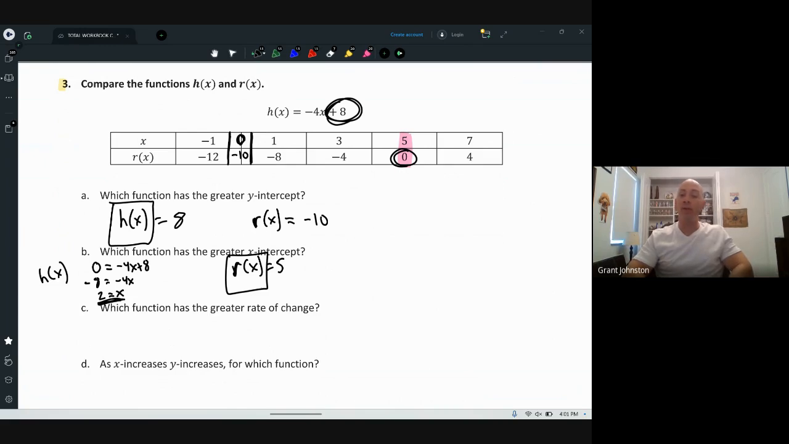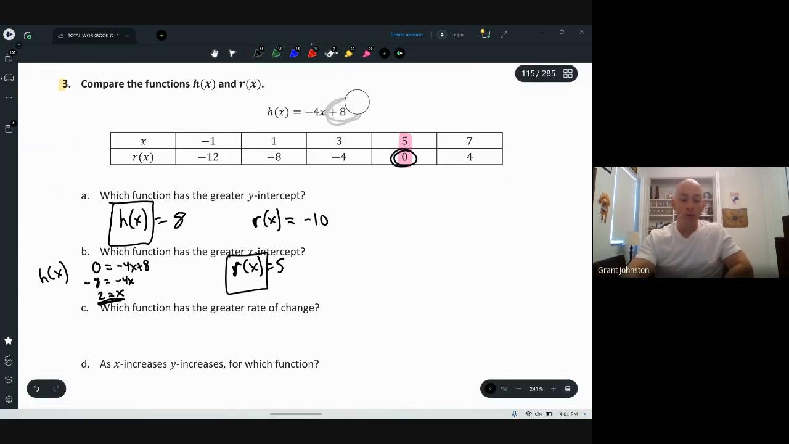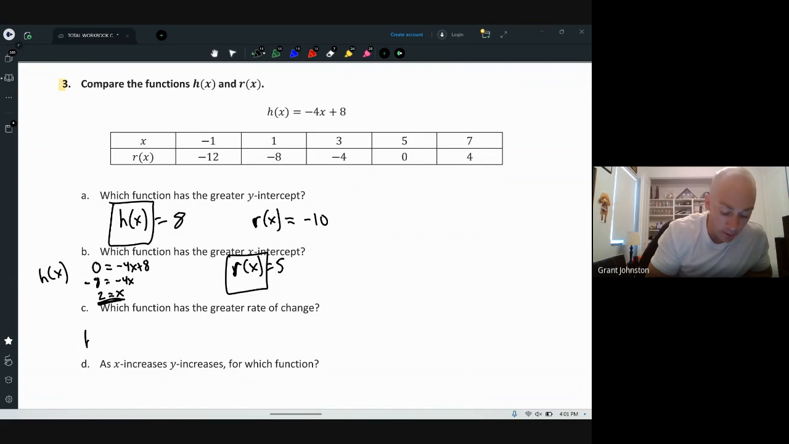Which has the greater rate of change? Remember, rate of change is just slope. Let me erase some of this because it's getting a little overwhelming. Rate of change is just your slope. And for h of x, the rate of change is -4 because it's in slope-intercept form. So I already know what that is.